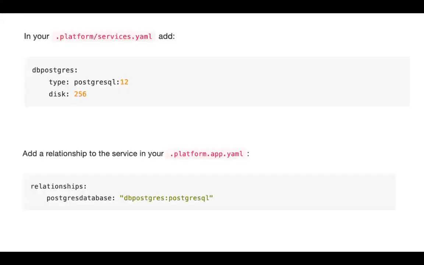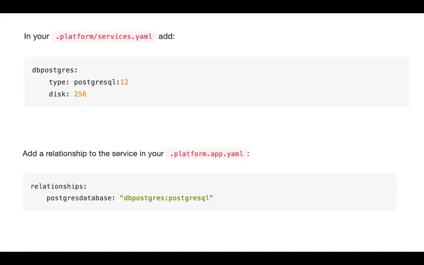So on Platform.sh, again, just a couple lines of code. In Platform Services YAML, you add 3 lines. So you see those at the top there. And then you need what's called a relationship in your Platform app YAML file. Those are the bottom 2 lines. What the top 3 lines do is actually provision the service. With just those 3 lines, you get a Postgres database that has a fairly small disk. In this example, only 256 megabytes. You probably want more disk space than that for your database. You can boost that number.